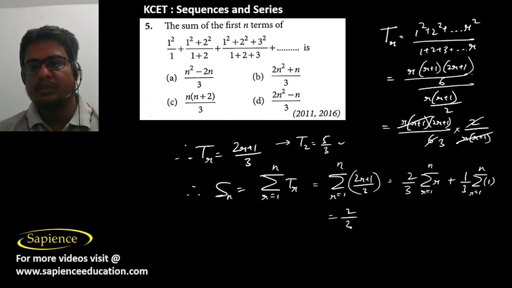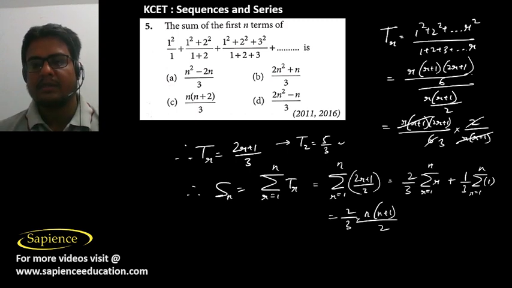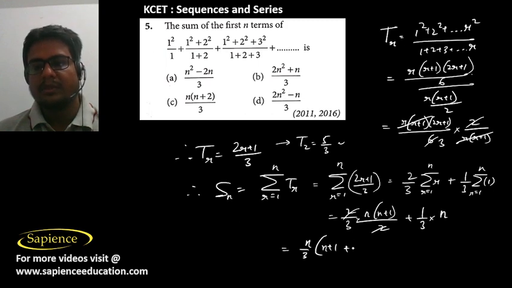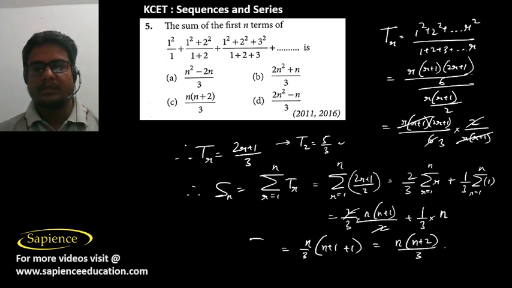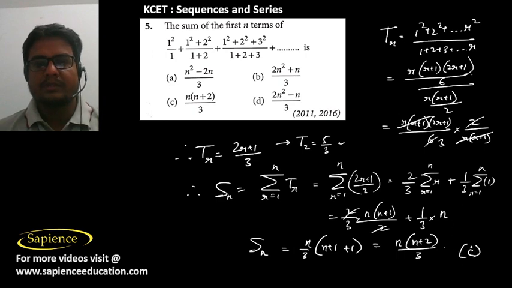So this will be 2 by 3 into summation r, which means n into (n plus 1) by 2, the sum of the n positive integers. Then plus 1 by 3 into, this is the sum, we have to add 1 n times, so that is n. So 2 will cancel, so n by 3 I can take as common, and this will be n plus 1 plus 1. So this will be n into (n plus 2) by 3. This is Sn. So option C is the correct answer.